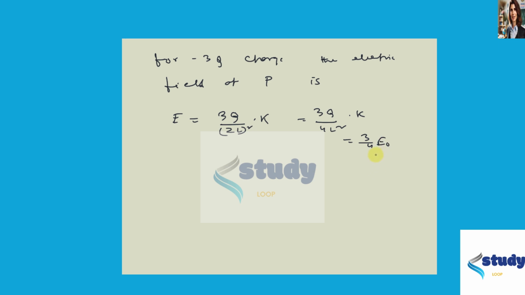So these two, 3 by 4 E naught and the earlier 2 E naught cos theta, will be acting in the same direction. So the net electric field at P is equal to 3 by 4 E naught plus 2 E naught cos theta. If we take E naught common, it will be 3 by 4 plus 2 cos theta. So this is the net electric field.